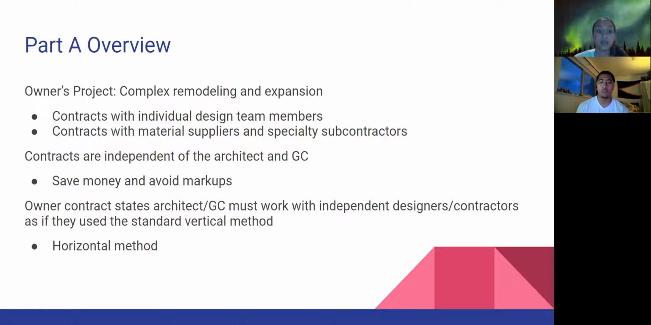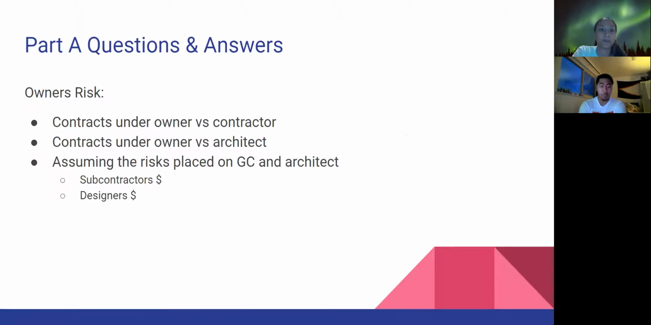The owner contract states that the architect and general contractor must work with the independent designers and contractors as if they use the standard vertical method, when in fact he's using the horizontal method. So the first question is, what are the owner's risks by using this method?